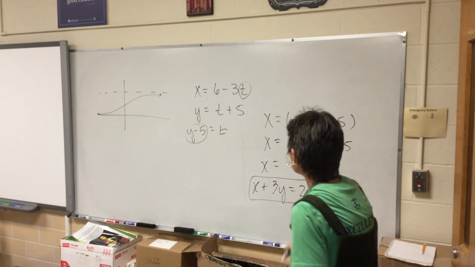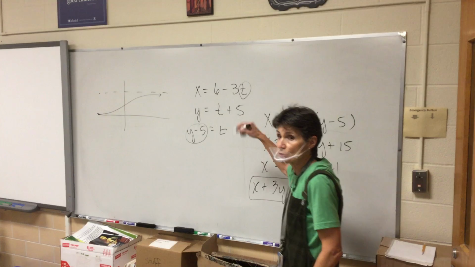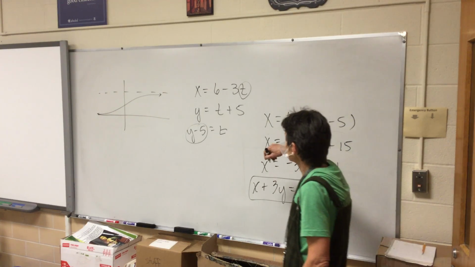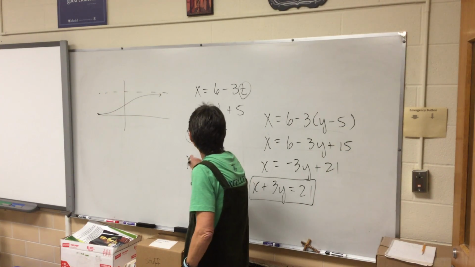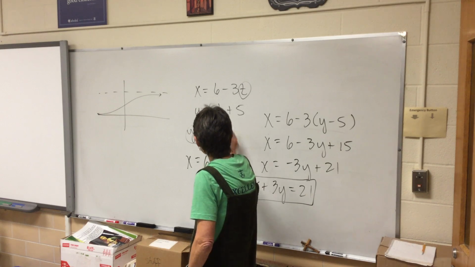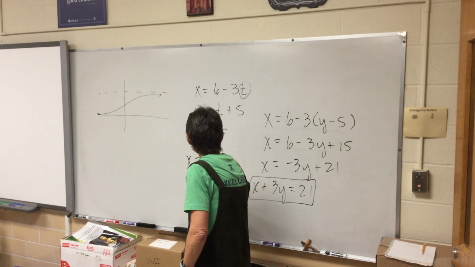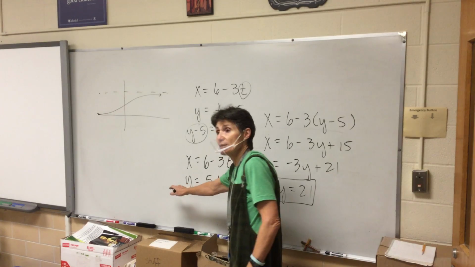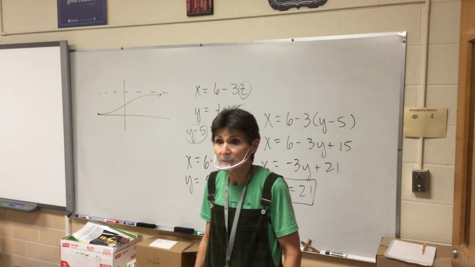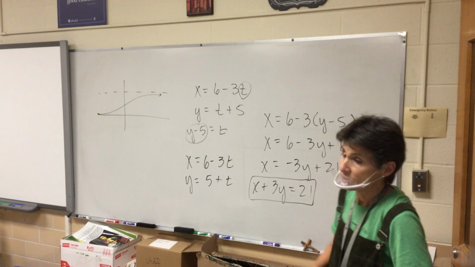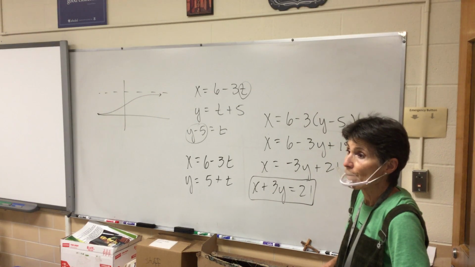Some of you used substitution here. Some of you didn't substitute, some of you eliminated. So if we rewrite that y equation as y equals 5 plus t, you can see if you multiply it by 3, the t's will cancel out. So that'll work too, elimination.